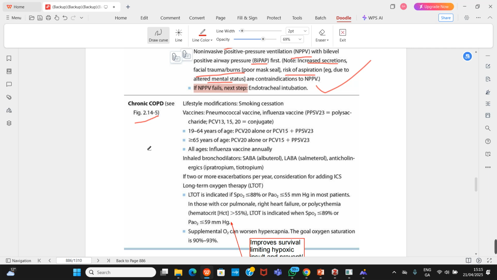If they tell us I'm coughing, but it's not productive, but I feel very tired, I cannot walk from here to here, and you listen to the heart, you are not picking S3, there's nothing that indicates heart failure, that's likely going to be emphysema. Because in emphysema, it is not usually productive. It is chronic bronchitis that is due to mucus that is productive. Don't forget the pathophysiology of emphysema. It is what? Alveolar destruction, not mucus. So it is not going to be productive.